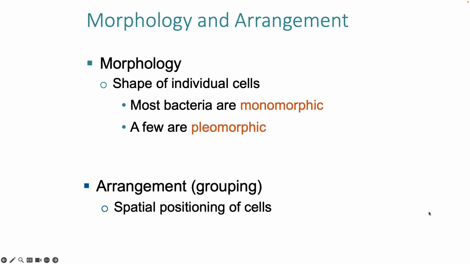When we're talking about morphology, morphology is the shape of an individual cell. Most bacteria have a relatively consistent shape. We call them monomorphic, meaning every member of the species will look the same. However, sometimes there are bacteria that are called pleomorphic. Different members of the species, depending on perhaps what life stage they are in, what environment they are in, may have a different morphology. So the morphology can change depending on the environment. We also can consider the arrangement of microorganisms, how they are grouped together, and that can be descriptive as well.